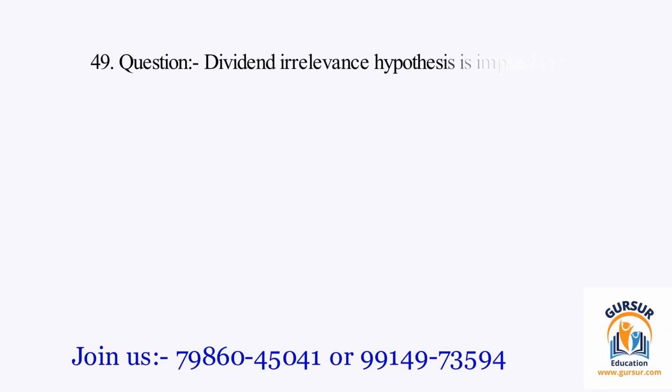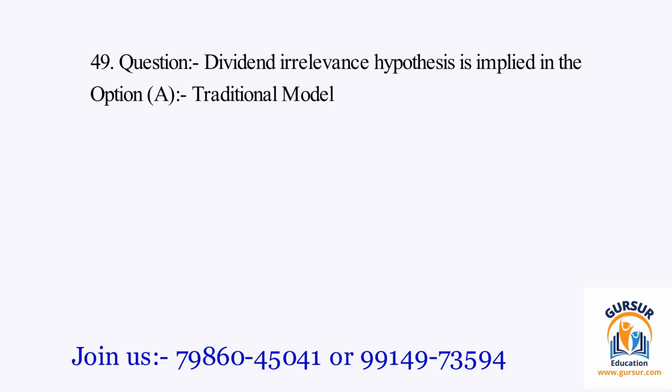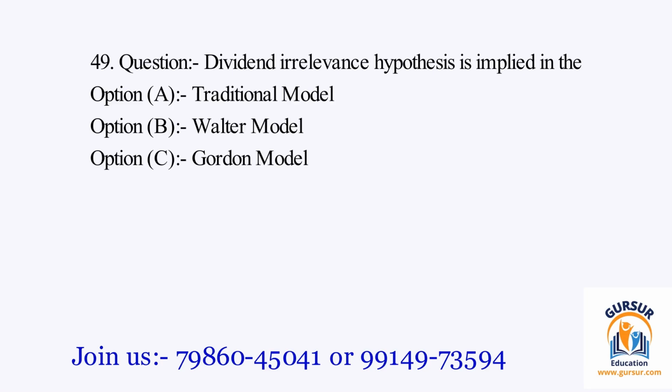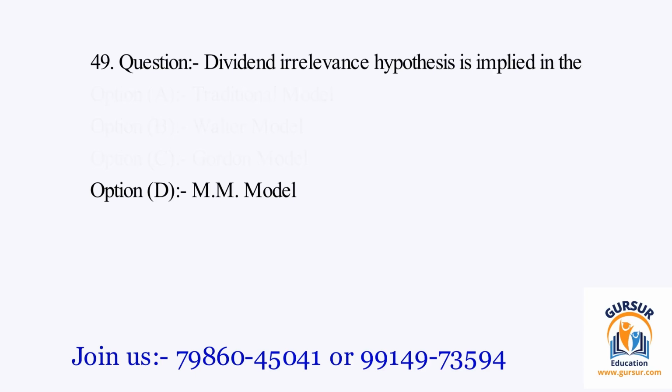Question number 49. Dividend irrelevance hypothesis is implied in: The option A is traditional model. The option B is Walter model. The option C is Gordon model. The option D is model. The right answer of the question is option D, and that is model.